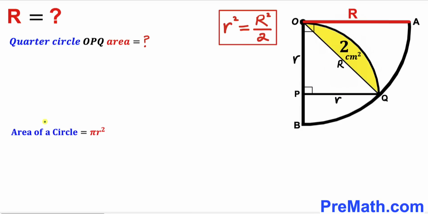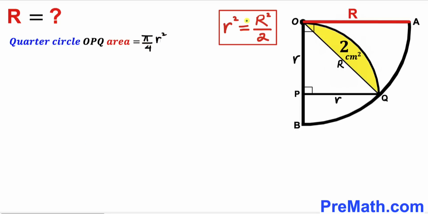And now let's focus on this smaller quarter circle. Let's recall the area of a circle formula. Area is always equal to pi times r square, where lowercase r is the radius. And since we are dealing with a quarter circle, the area of the full circle, which is pi lowercase r square, I'm going to divide by 4.